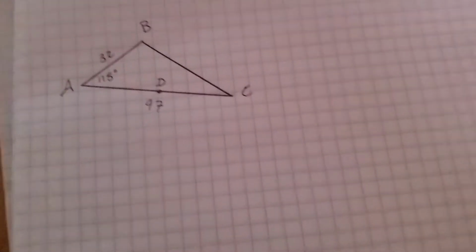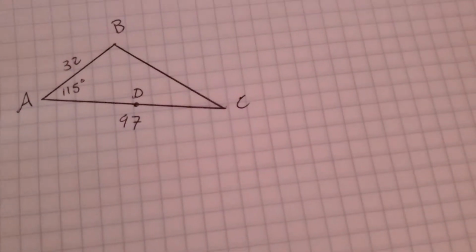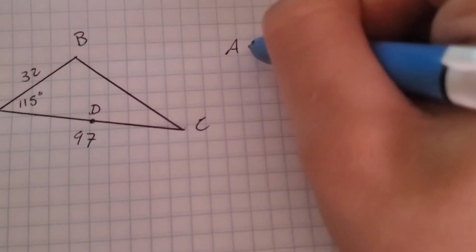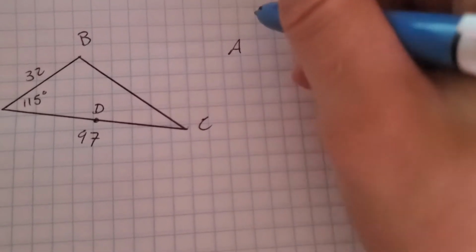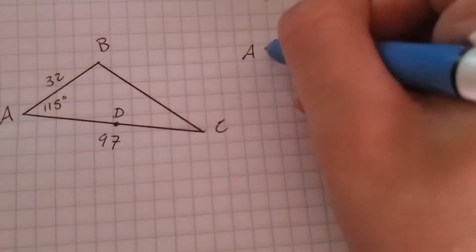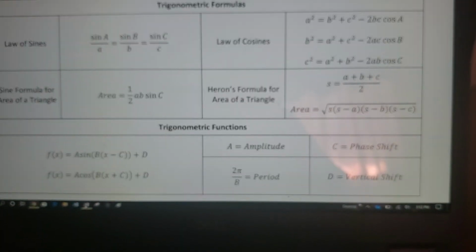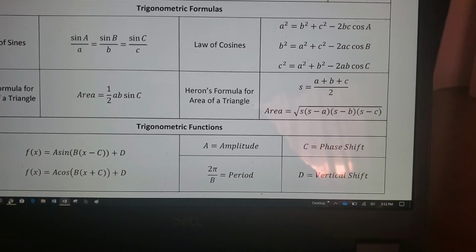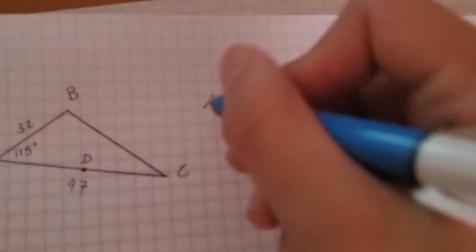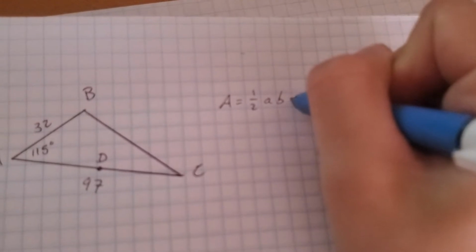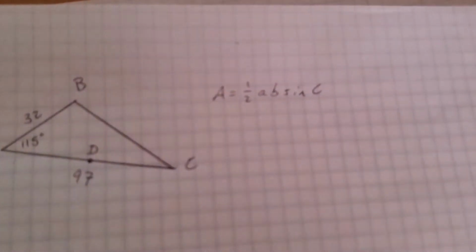So here's a triangle. Let's first find the area of the whole triangle, so let's find the area of triangle ABC. Okay, now remember that the formula for the area that we have over here on our laptop is 1/2 ab times sine of C. Okay, let's put it here. It's 1/2 lowercase a lowercase b times sine of C.